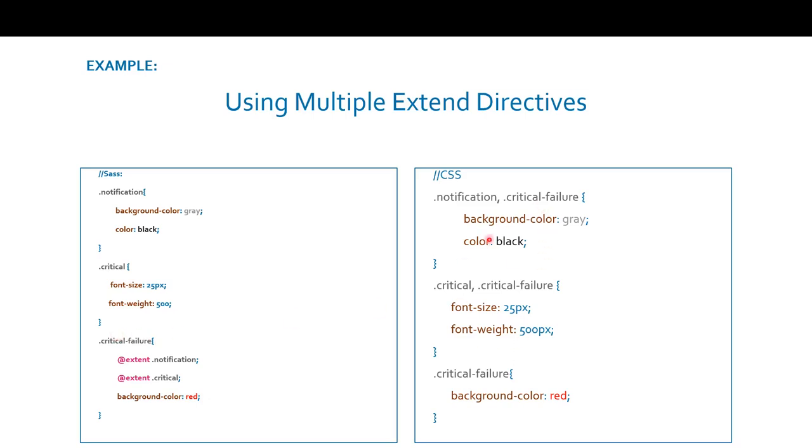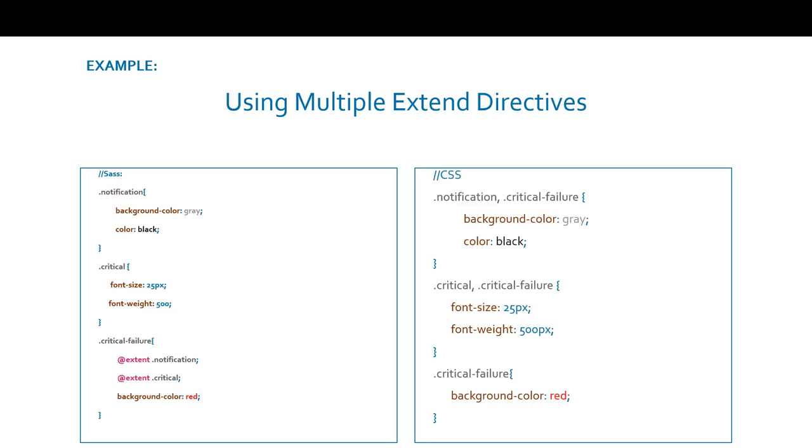So this is basically what the output will look like. Notification and critical failure share these properties. Critical and critical failure then share this property. And we achieve this sharing by using @extend. If we call @extend on any style object, it means that the containing style object, that is critical failure now, shares common properties with notification. So if we run this code, what do we have?